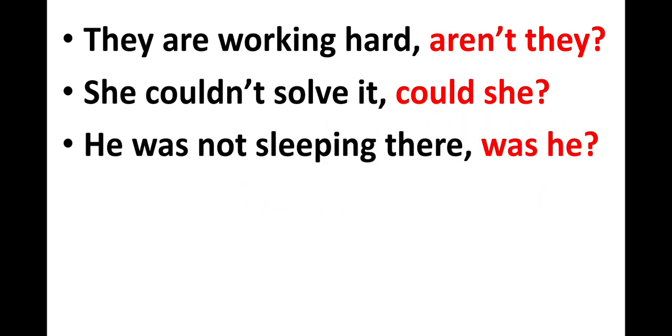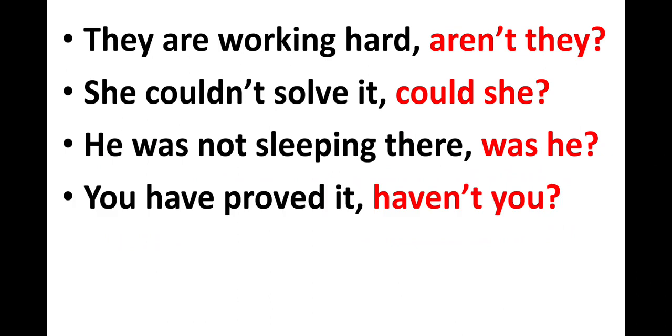Another example, he was not sleeping there. So here this statement is negative and we have was as auxiliary verb and subject he. So we'll remove not, we'll take was and he. So he was not sleeping there, was he? Another example, you have proved it, haven't you? So here this statement is positive, so we'll take have and subject you. You have proved it, haven't you?